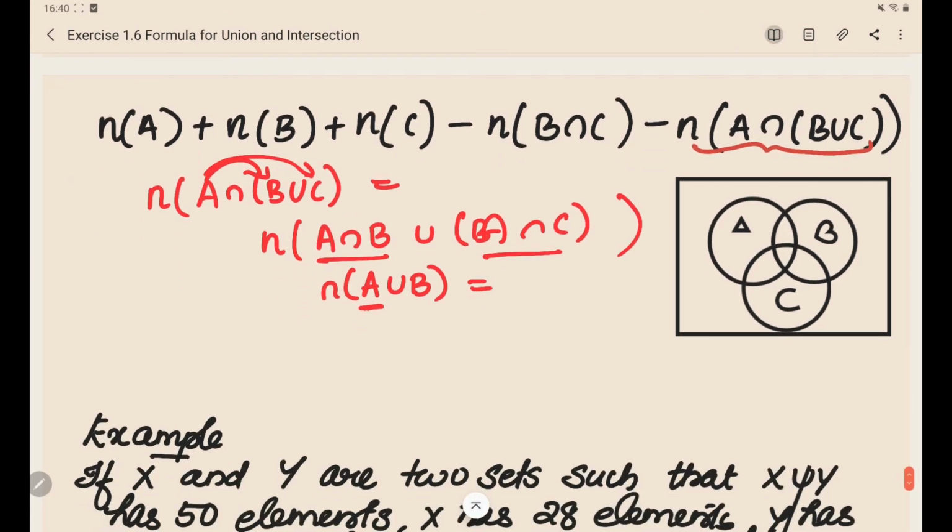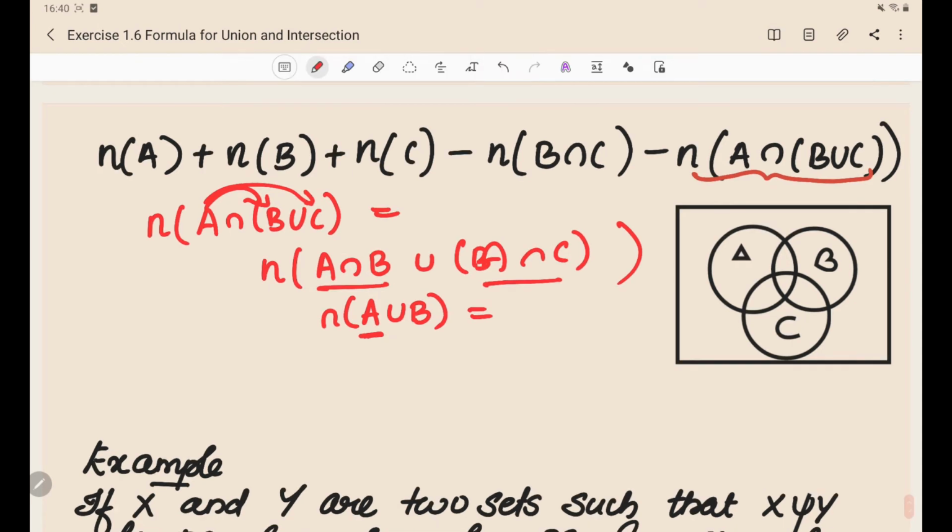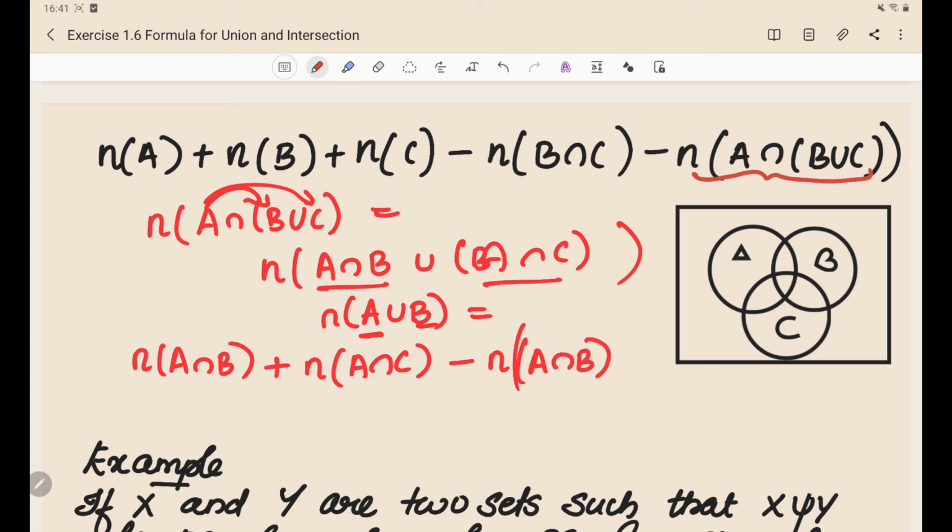So let's directly write the formula for it. What is it? n of A intersection B plus n of A intersection C. Why am I writing it like that? Because we know the formula of n of A union B is n of A plus n of B minus n of A intersection B. Here A is A intersection B and B is A intersection C. So minus n of A intersection B intersection A intersection C.